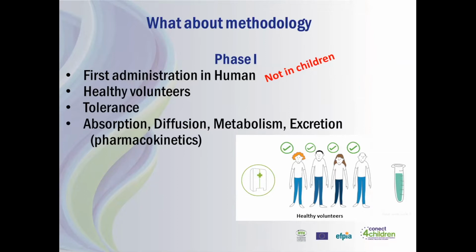Phase 1 is the first administration in humans, performed on healthy volunteers. We start very carefully with a low number of patients, maybe one patient to start and others then, to test the tolerance of the drug. We also look at the pharmacokinetics, so how the medicine is absorbed, diffused, metabolized, and excreted in the body. Healthy volunteers are never children, but that is not a reason not to start development of medicine early in children.